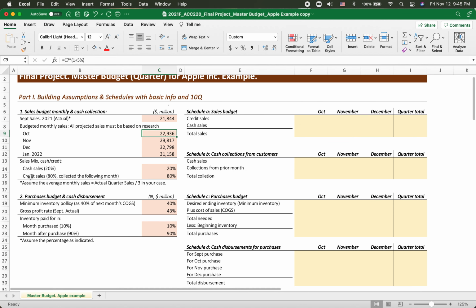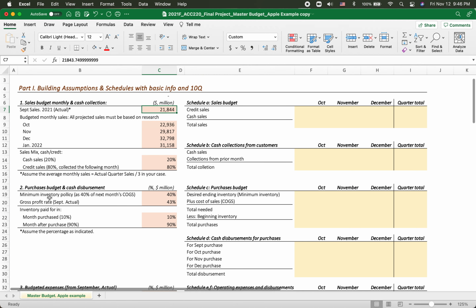And then you'll be given the sales mix, which is cash and credit sales: 20% cash sales and 80% credit sales. This 80% of the credit sales will be collected in the following month. When you set up September, the last month of your last quarter, you can just assume the average monthly sales by calculating actual quarter sales divided by 3, so that you can get the last month's sales.